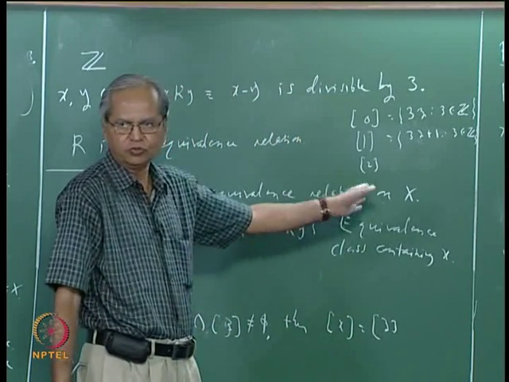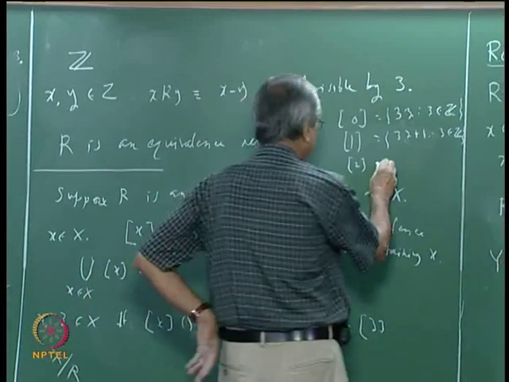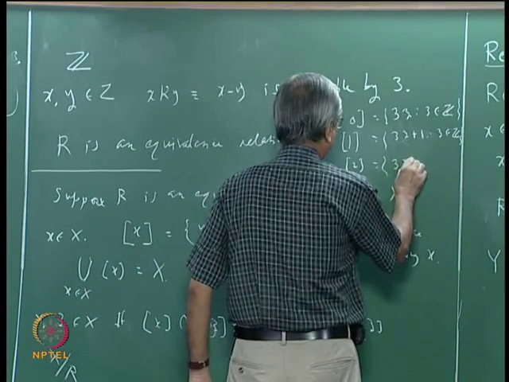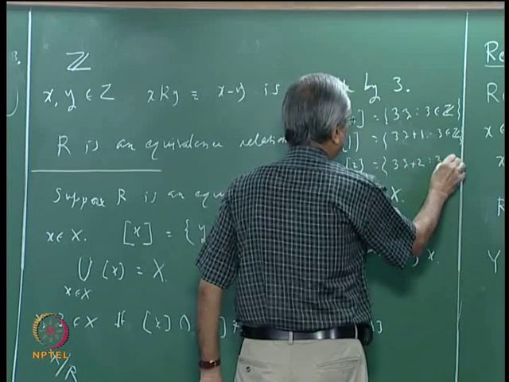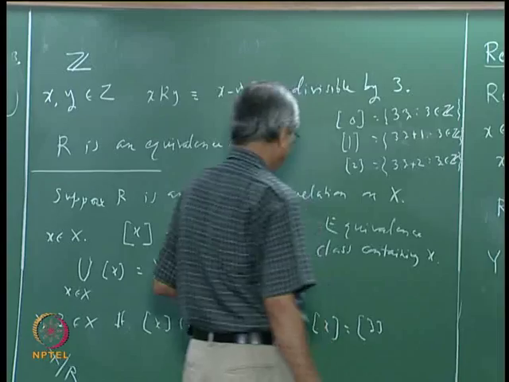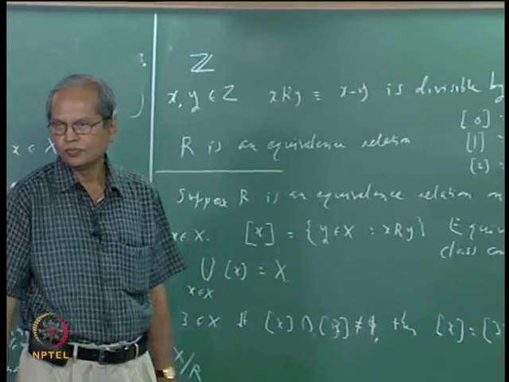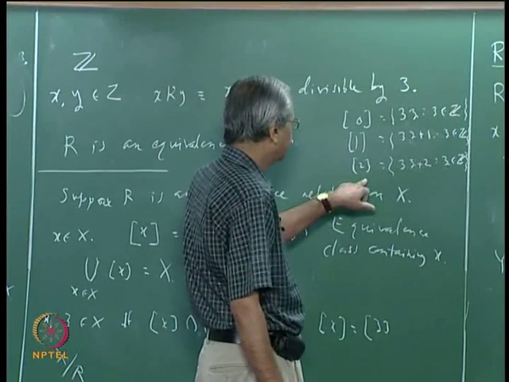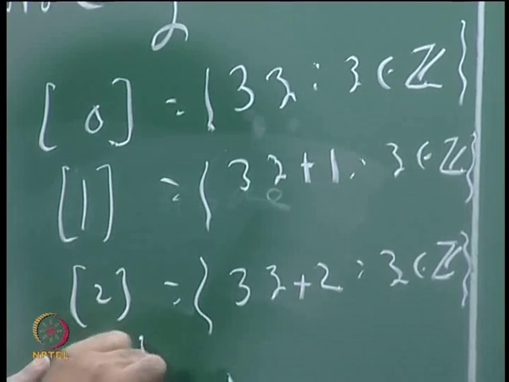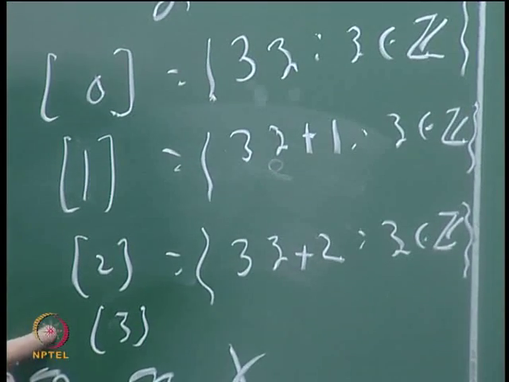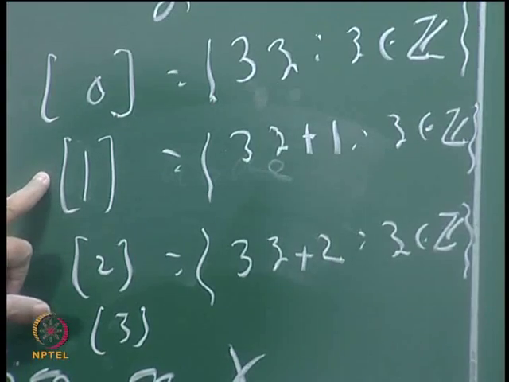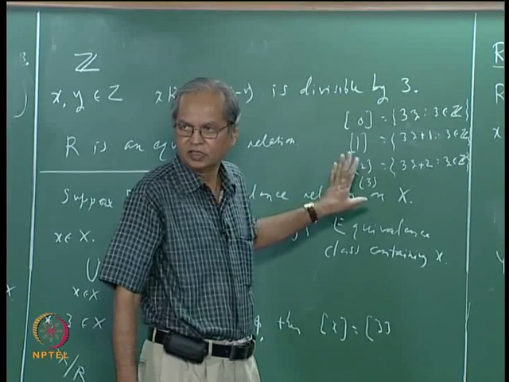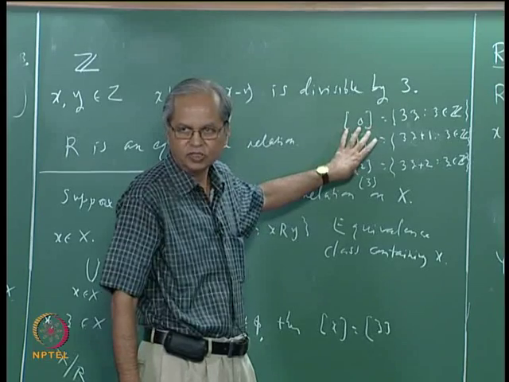Again, 2, 5, 8, we can say that this is nothing but the set of all integers of the form 3z plus 2 where z is an integer. What about the equivalence class containing 3? That will be the same as this. Similarly, the equivalence class containing 4 will be the same as the first, so there are no more equivalence classes. There are only 3 equivalence classes.